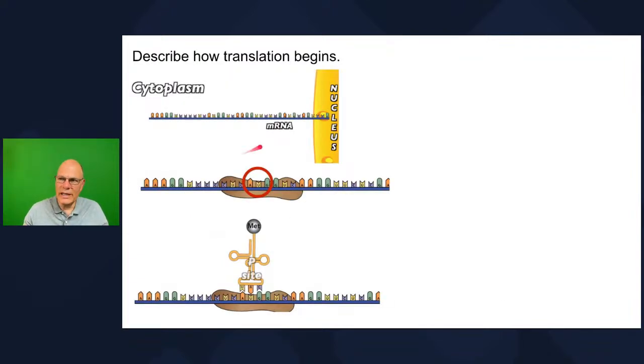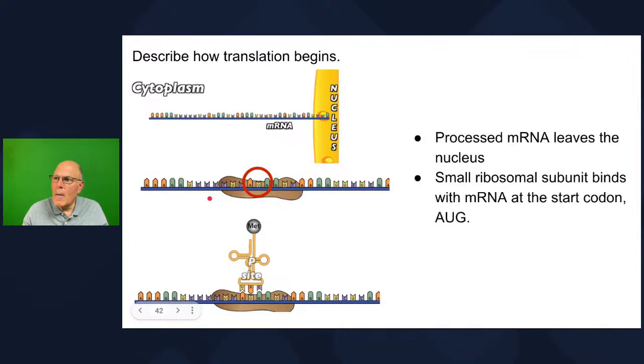So how does translation begin? An mRNA will come out of the nucleus, and a small subunit of the ribosome will bind with the mRNA at the start codon. The start codon is almost always AUG. You can imagine the ribosome small subunit sliding along the mRNA until it finds AUG. Think of it like an enzyme: that's where its active site is, and that's where it stops.